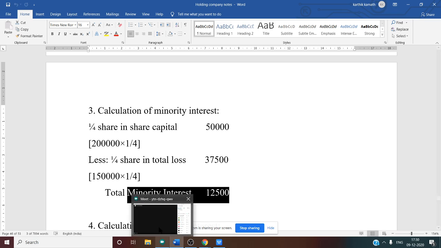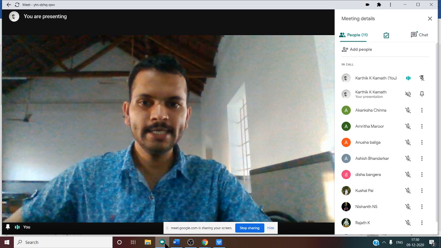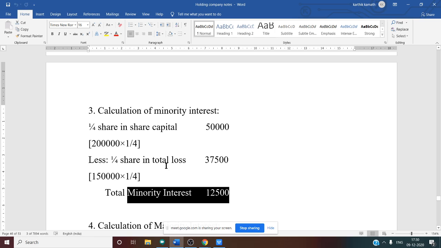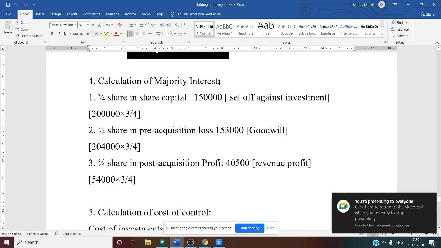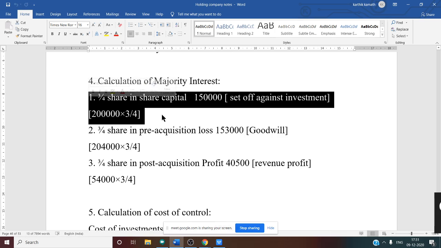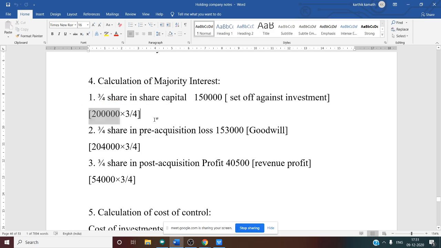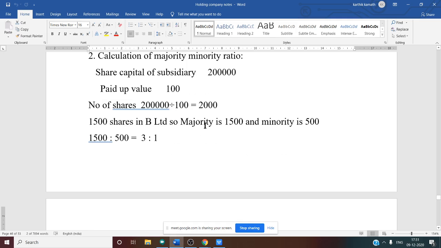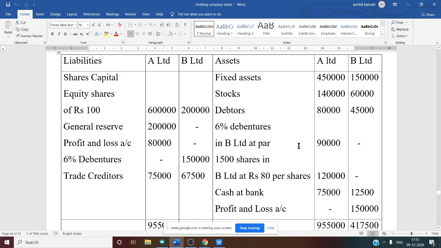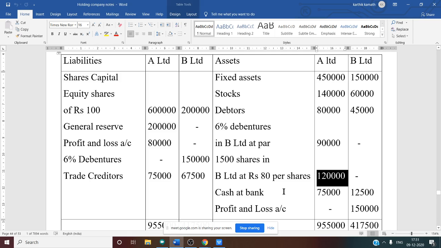After this, we have to calculate the majority interest working note, that is the calculation of majority interest. Here also we want all the information separately. So first thing, 3 by 4 share in share capital. Total share capital of subsidiary we know, 2 lakh into 3 by 4. What is the amount? 1 lakh 50. This is nothing but paid up value. Paid up value 1 lakh 50 we know. What is the investment amount here? Investment amount is 1 lakh 20. Paid up value is 1 lakh 50.